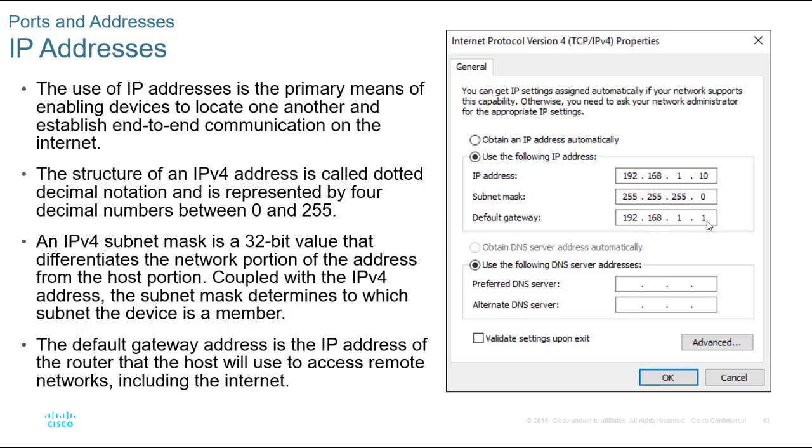So that is always going to be on the same network as the host. So they both have the same network number, 192.168.1.0. It's just that the default gateway is host number 1 on that network, and this client here, or end device, is host number 10.